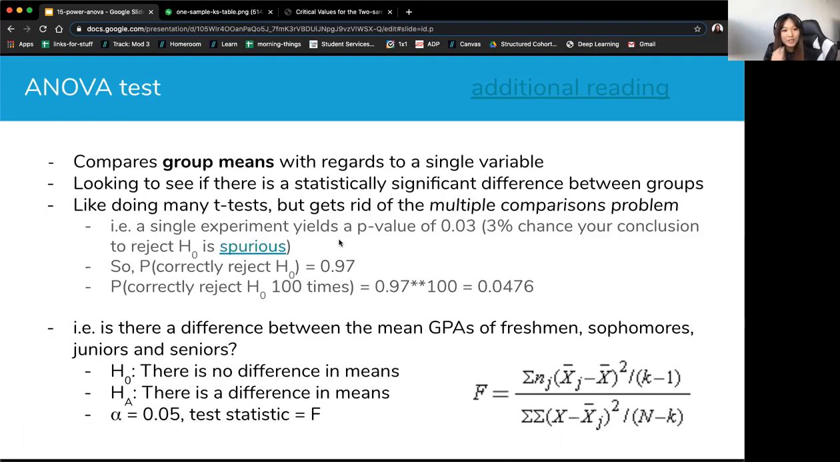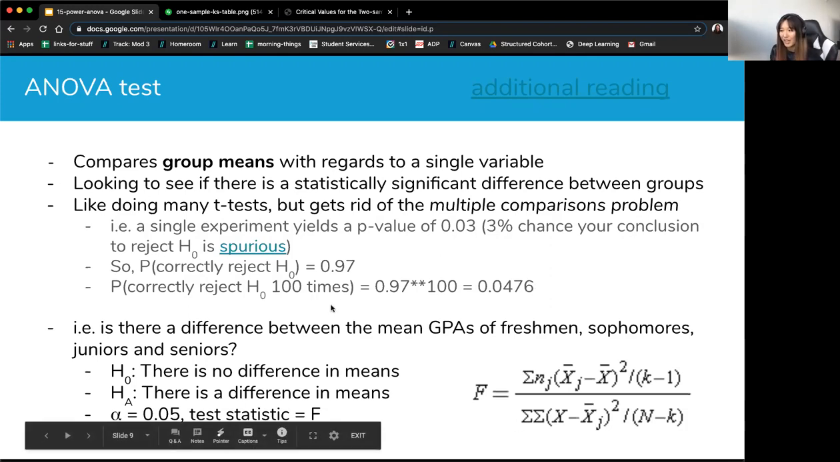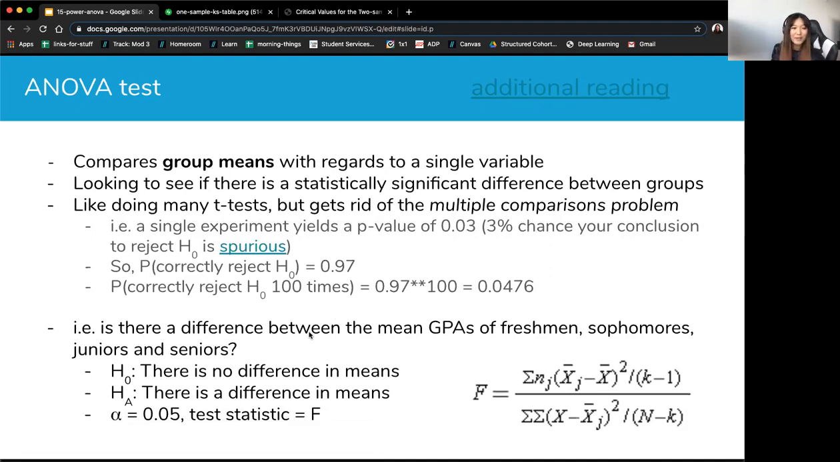However, if you were to do multiple t-tests, so let's say you had many, many groups of data and you wanted to compare if they're similar or different to each other. If you have this probability of 0.97 of correctly rejecting the null hypothesis, but you do this 100 times, you're taking 0.97 to the power of 100, which brings your probability down to 0.04. So the probability of correctly rejecting the null hypothesis, for example 100 times, or basically any number of times increasing from 1, is going to dip exponentially.